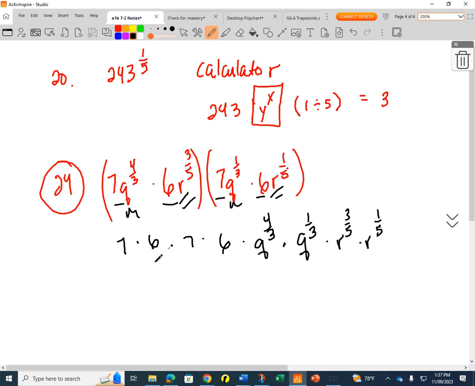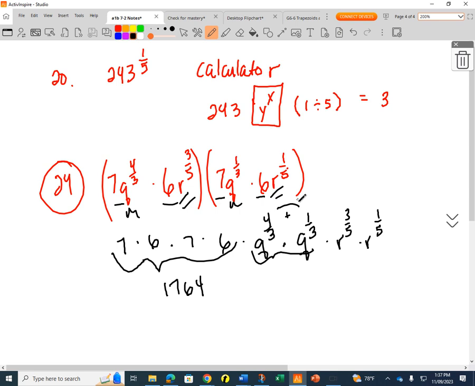So we're going to use our calculator here. And that'll be 1,764. Now we're going to multiply these by adding the exponents. Remember, we can add fractions in our calculator.